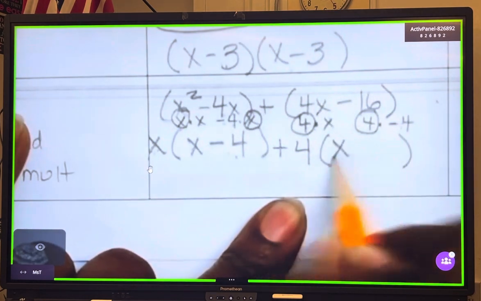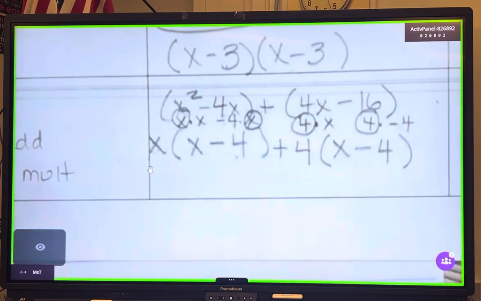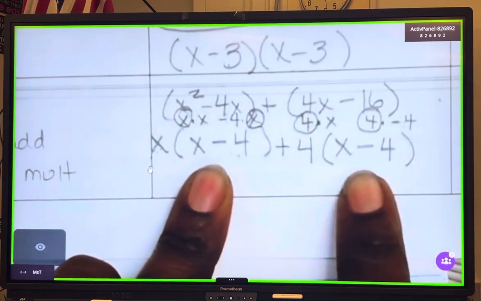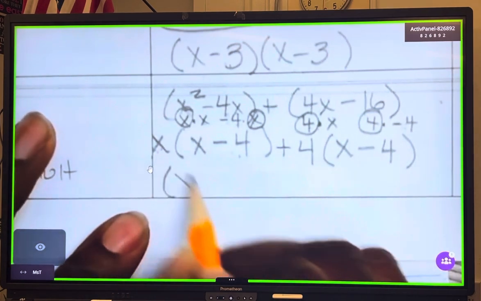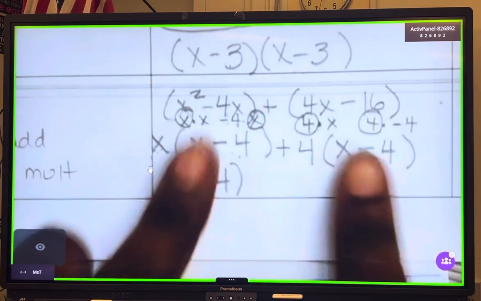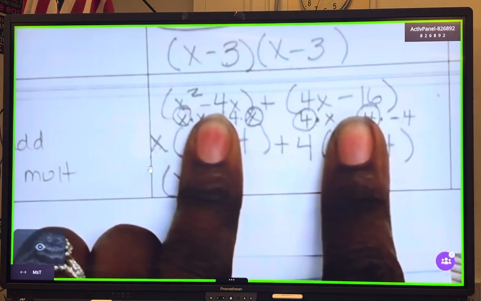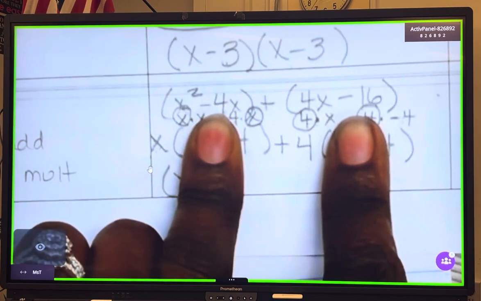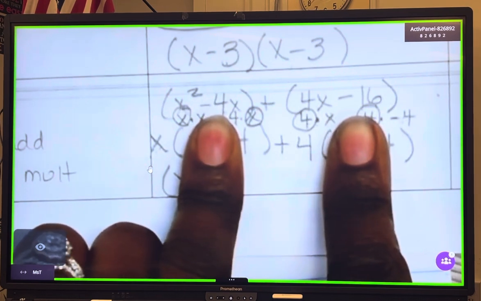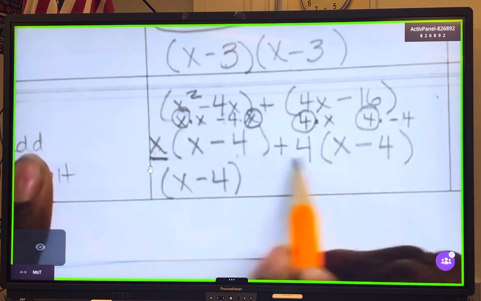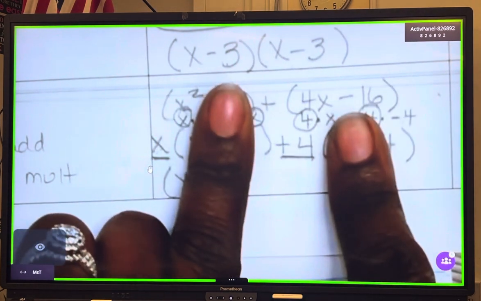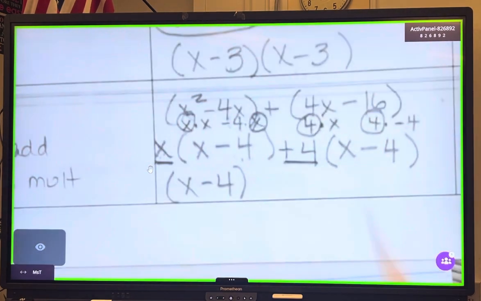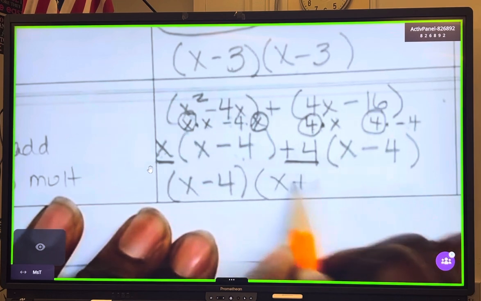x minus 4. And don't these two look alike? Yes, so we're going to put them together. x minus 4. And then once we put these two together, what do we have left? x plus 4. x plus 4. Y'all see that? This and this are left once you pull that out. Does that make sense? Yes. So what's going to go here? x plus 4.